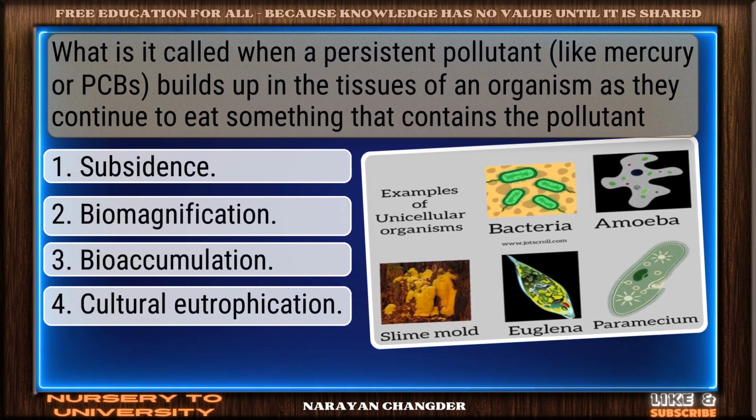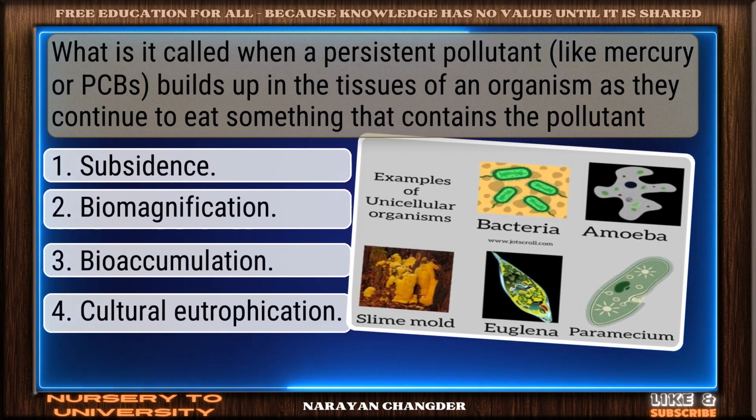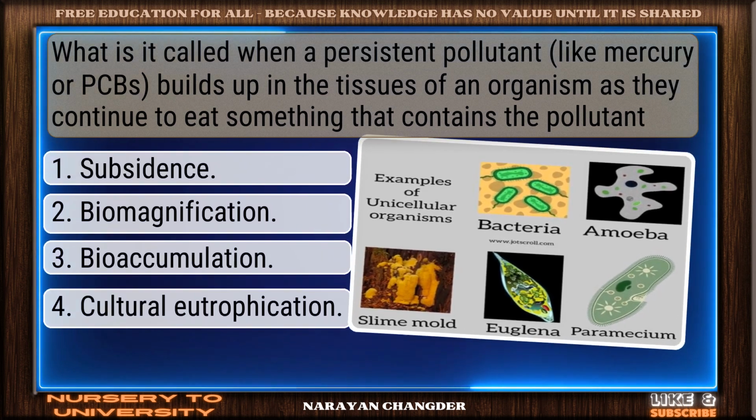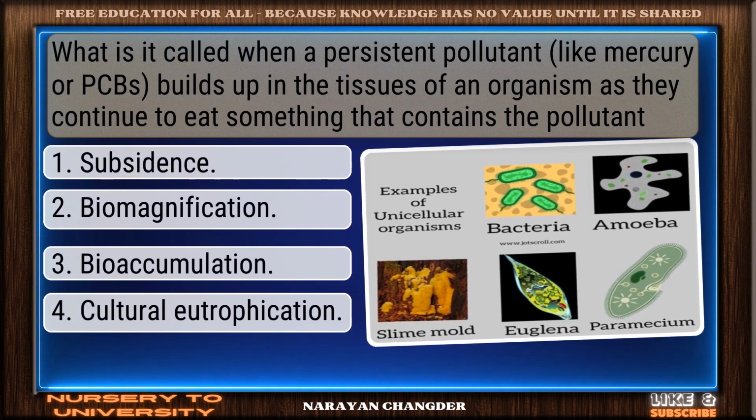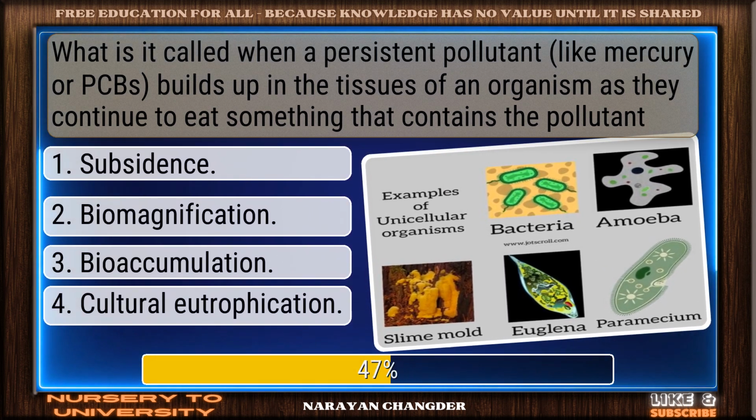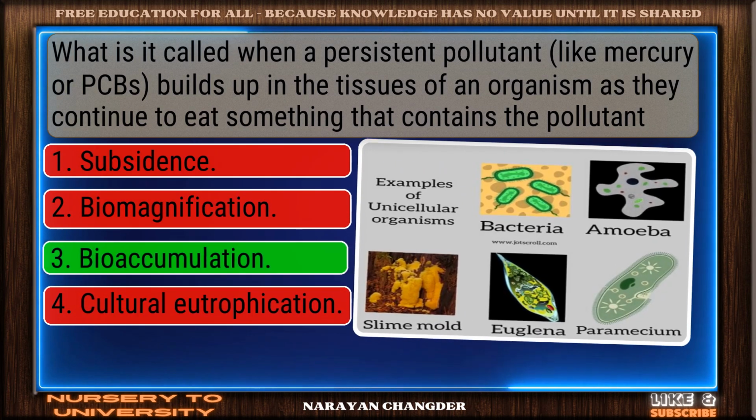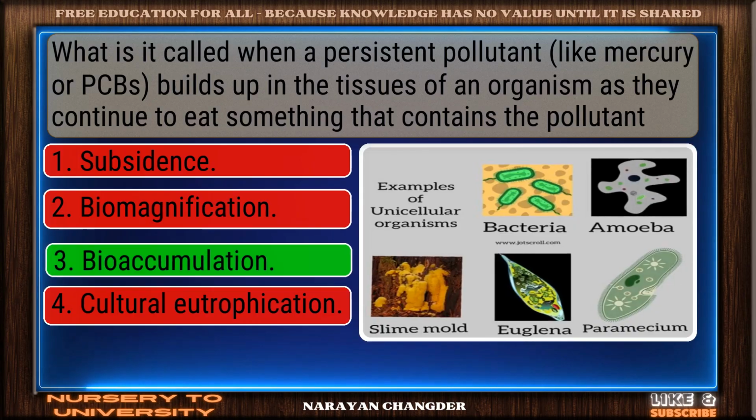What is it called when a persistent pollutant builds up in the tissues of an organism as they continue to eat something that contains the pollutant? Well picked. Bioaccumulation is correct.